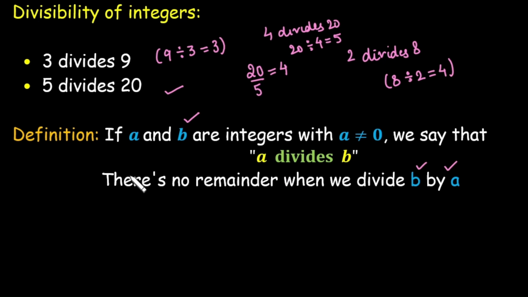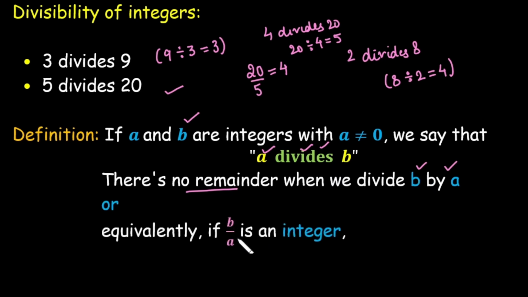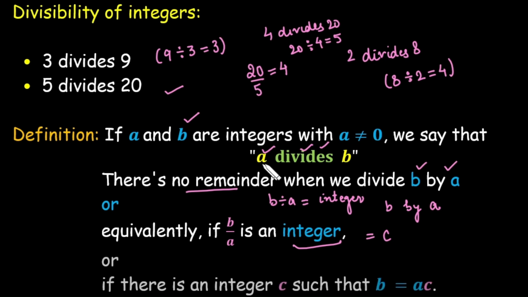So in this case, we can say that A divides B when there is no remainder, or we can say that B divided by A is equal to an integer. This can be written as B by A. We read it as B by A, and that is equal to an integer. Let's suppose that is equal to some integer C. Or we can say that A divides B if there exists an integer C such that B is equal to A times C.